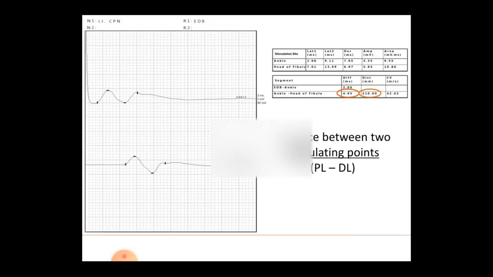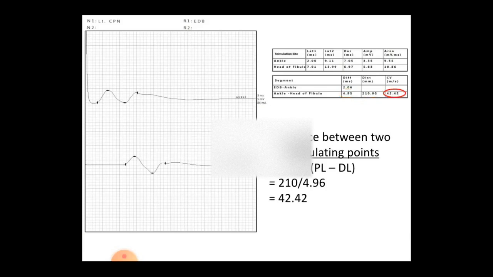Now we have the formula for calculation of motor nerve conduction velocity. It is the distance between the two stimulating points divided by proximal latency minus distal latency. Let us put in the values. So it is 210 divided by 4.95, which is about 96.